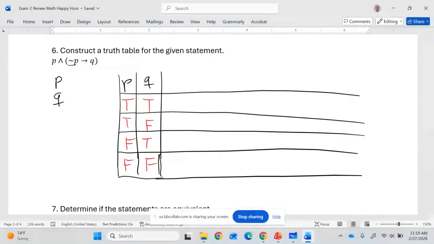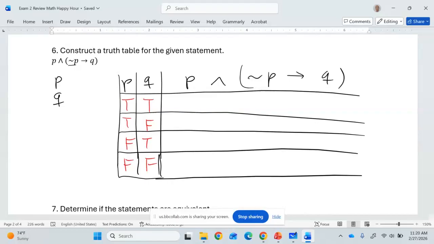Okay, so next, the easiest way to do these tables is by writing the entire statement again. So you put P and parentheses, not P, arrow, Q. I always tell my students to space them out because we're going to put the truth values under the letters and under the symbols, and it's just easier if you do it that way.